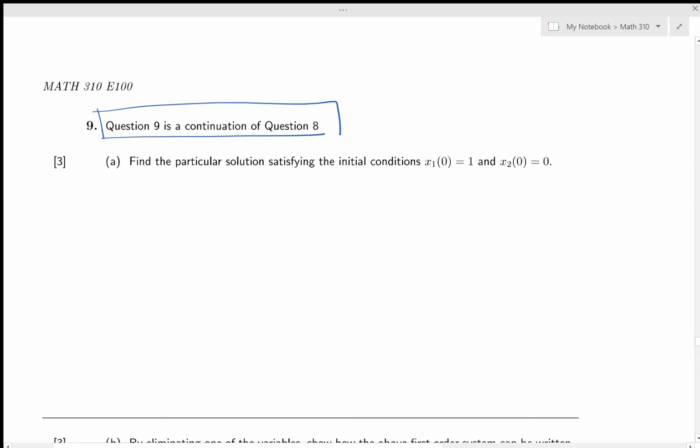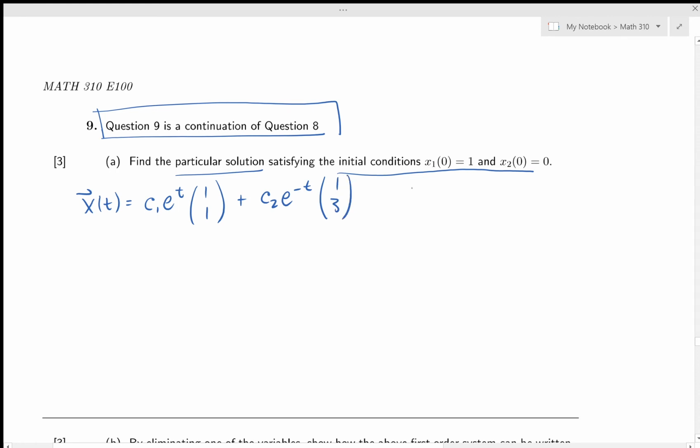So we are now being asked for a particular solution with the initial conditions. Not a problem, because we have the general solution. Here it is, C1 e to the t times (1, 1) plus C2 e to the minus t times (1, 3). And we have the initial conditions. I'll write them in the vector format right now. So now it's simply a matter of plugging those numbers in and solving for C1 and C2.